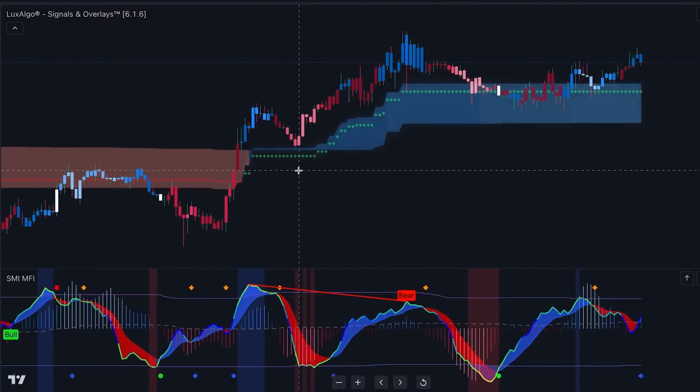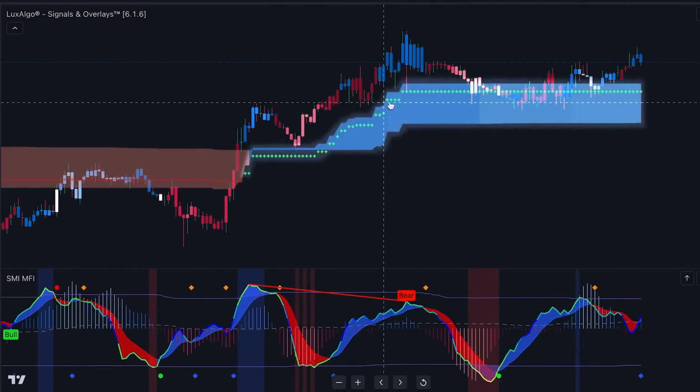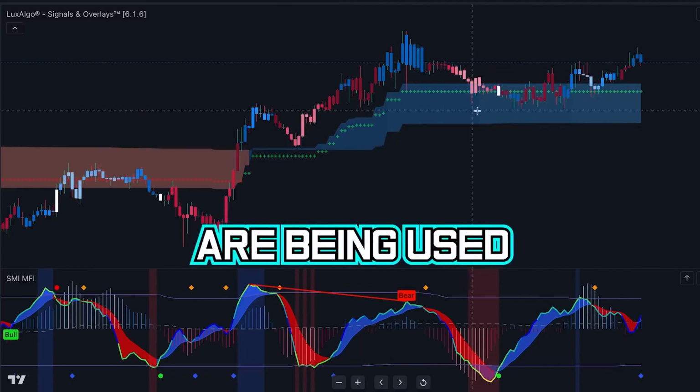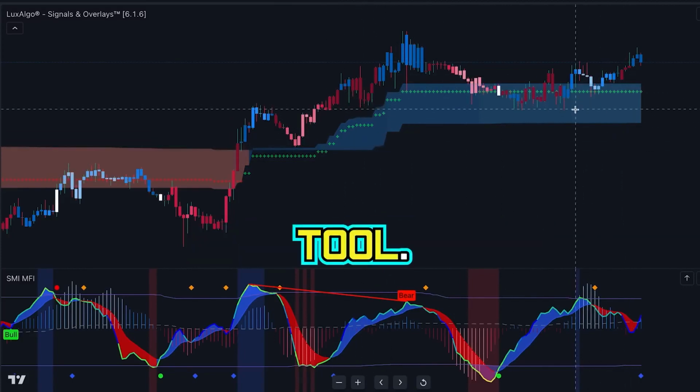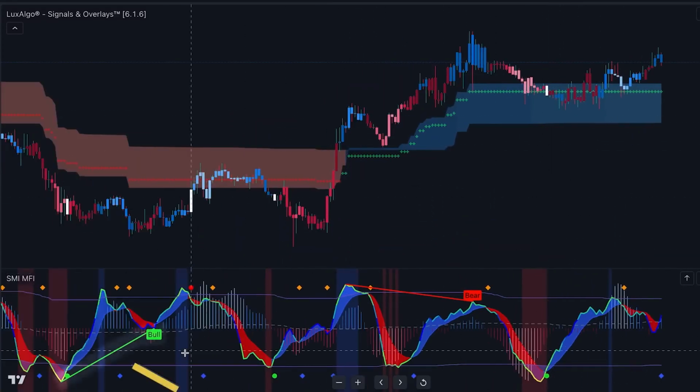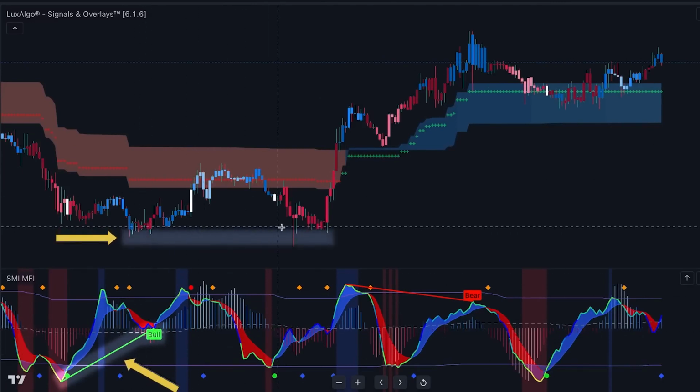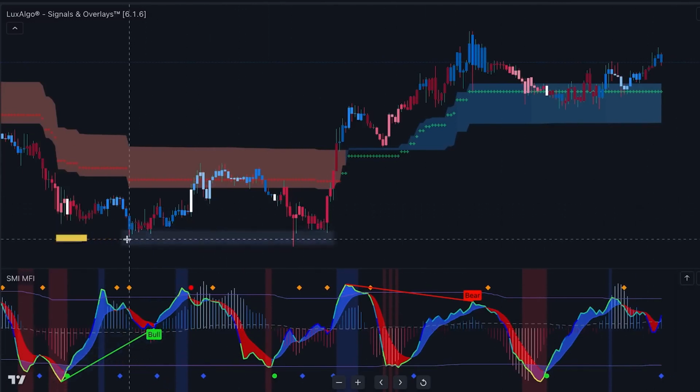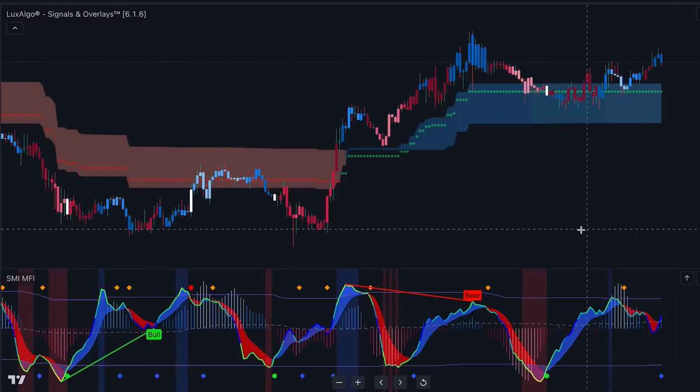For buy trades, we first want to ensure that the Trend Tracer and the Neo Cloud is plotting bullish. These indicators are being used as our long-term trend detection tool. Next, we want to see that there was a bullish divergence and price has not returned to that low since. Price not returning to that area helps to confirm that the divergence was correct.